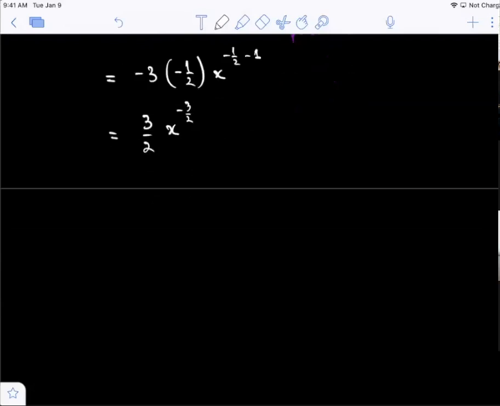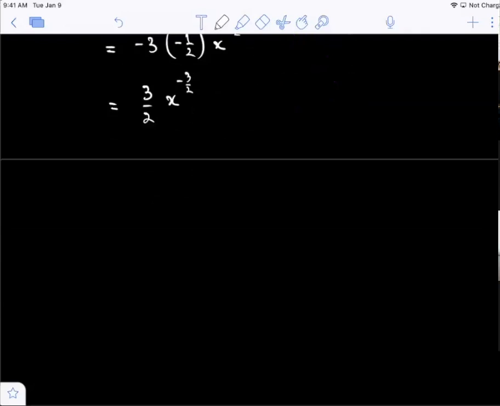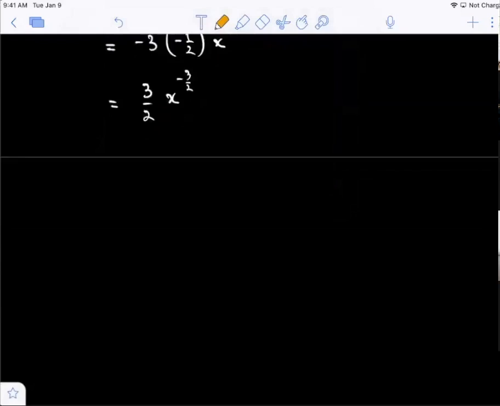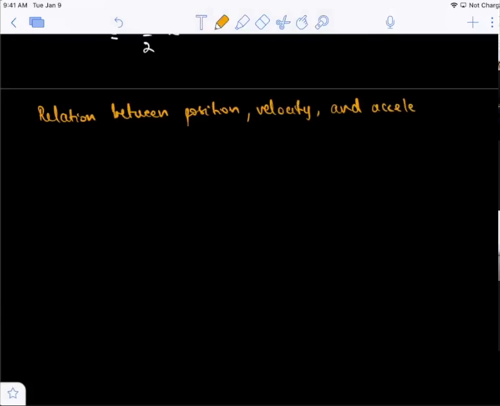The applications of derivatives are to calculate the slope of a tangent line, to calculate the instantaneous velocity of some object. So we will do some more of that. Before doing that, the relations between position functions, velocity, and acceleration functions.